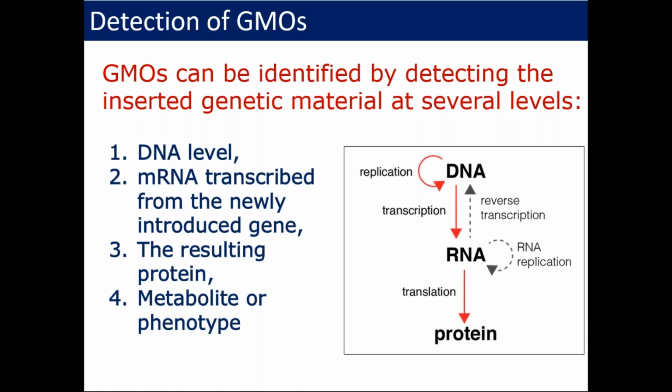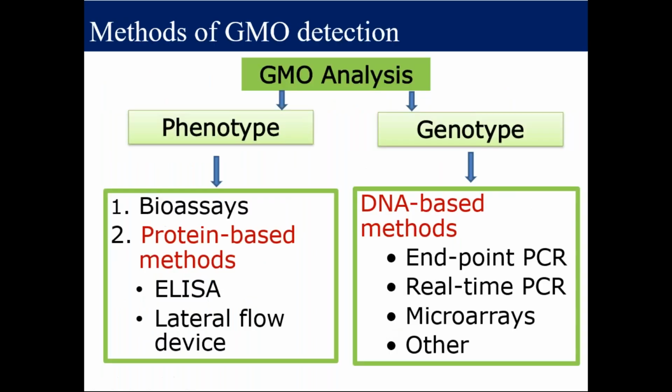So GMOs can be identified, as I said, based on the DNA and the RNA, because it is known that DNA is transcribed into RNA and RNA is translated into the protein. RNA techniques are quite difficult to perform, but in the biological techniques, identifying a DNA sequence or a gene or the protein is not very difficult. So the GMO analysis, you can do either by phenotype or by genotype. Phenotype is by doing bioassays. So in case of the insect tolerant, you can see the feeding of the insects. However, we do what are known as protein-based assays, and we can do it by enzyme-linked immunosorbent assay, or a lateral flow device.